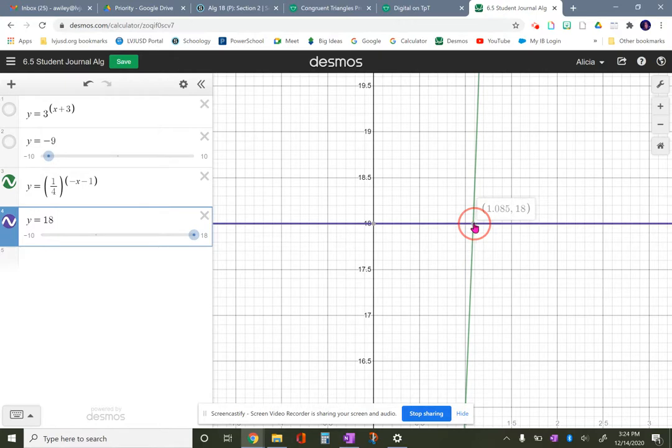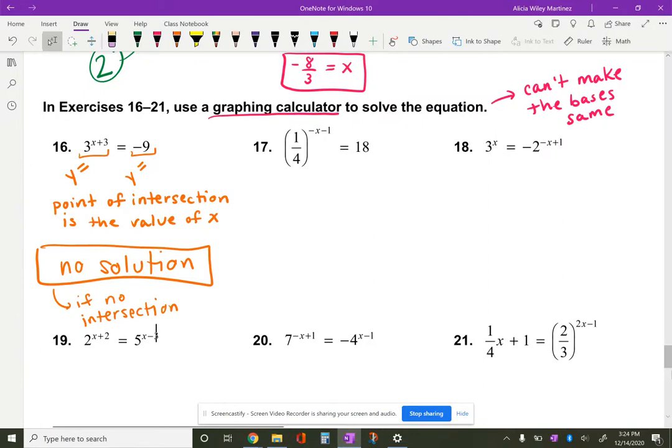And I can see that what I'm looking for, again, remember, we're solving for x, so you want the x value of the intersection, right? So the point of intersection is going to give me my solution, and you're going to pick the x value. My x value is 1.085. I guess we could round that if we wanted to.